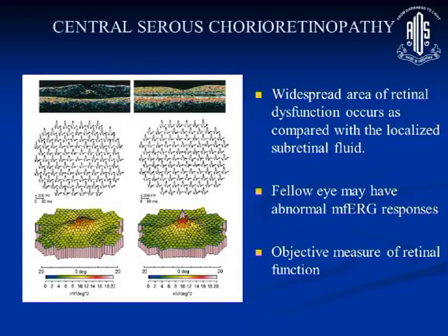Coming to the CSR, if we clinically see a single eye having a serous detachment, the other eye is absolutely normal. But if we do a multifocal ERG, what we see is a widespread area of retinal dysfunction compared to the localized subretinal fluid. Even the fellow eye has an abnormal multifocal response. So it gives an objective measure of the retinal function. Sometimes the fluid has gone, there is no serous detachment, but still the vision is low. So it gives an objective measure of the retinal function.